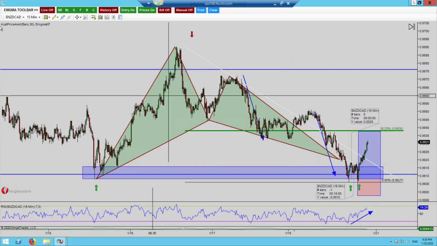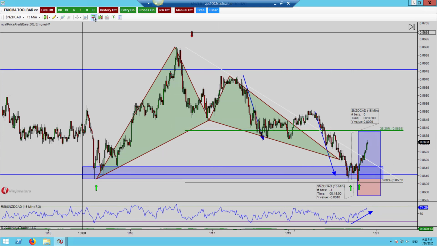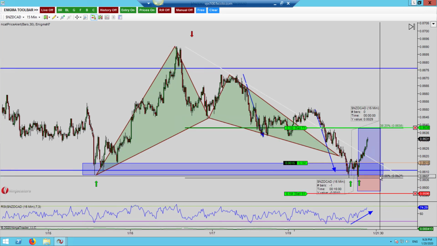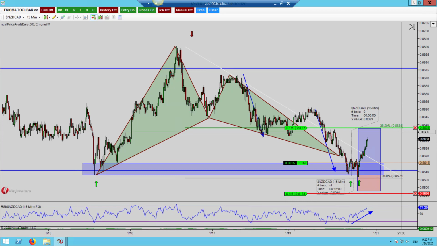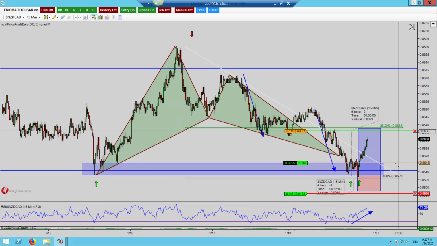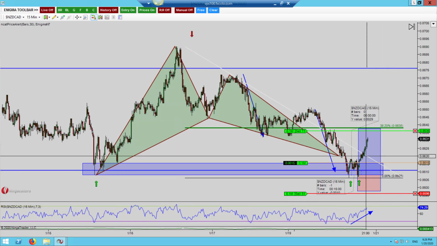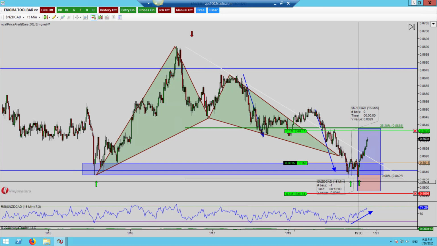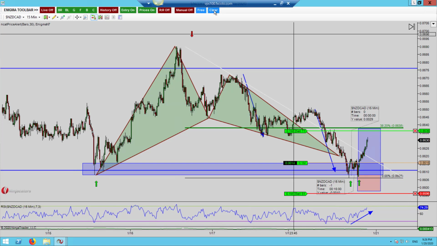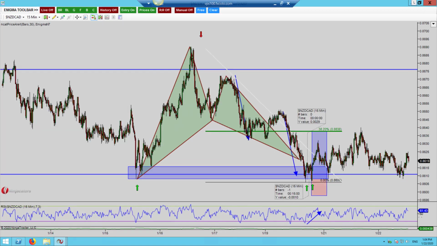I didn't get my optimum entry on this. Where did I get my entry? Let me bring that in. You can see I got my entry a little bit further up there, so this isn't worth 28 pips, 29 pips to me. It's worth, I don't know, something like 20. But we'll come back and see if this thing goes on to win.